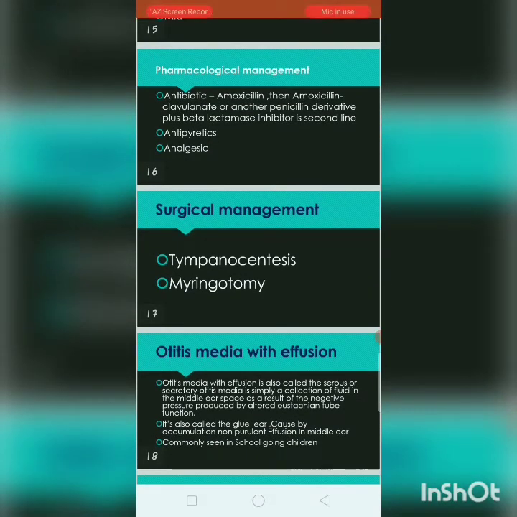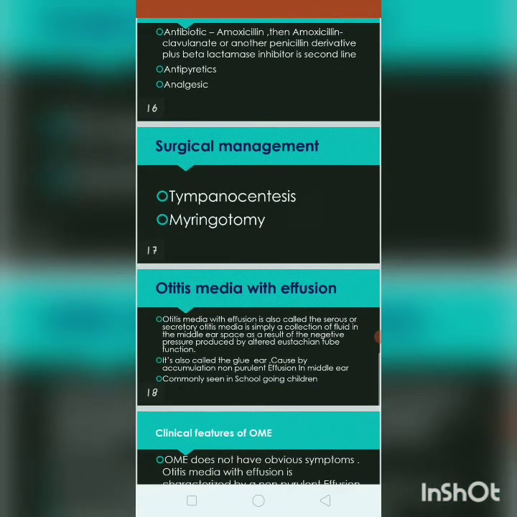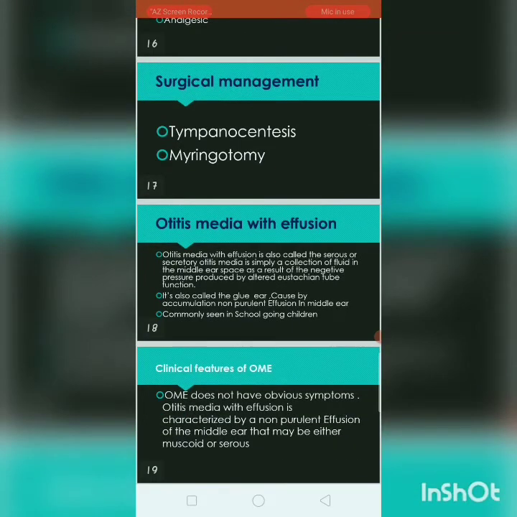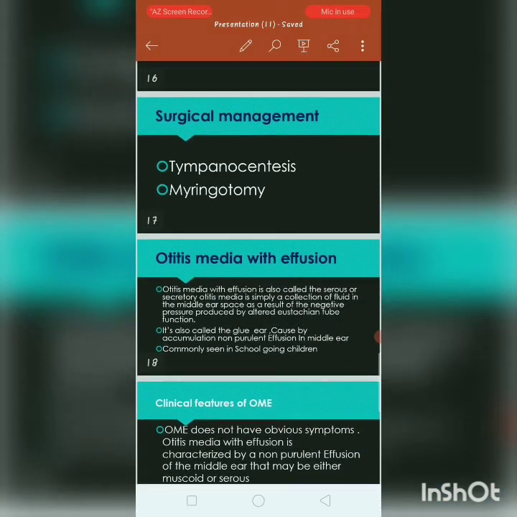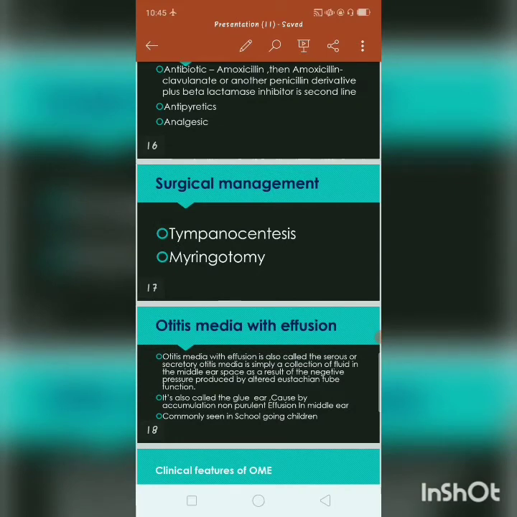Next, the surgical management of acute otitis media. First, tympanocentesis and myringotomy. Tympanocentesis is a procedure to puncture the tympanic membrane and aspirate the fluid. Myringotomy is also a procedure to drain the fluid from the ear. So these are the surgical management of otitis media.